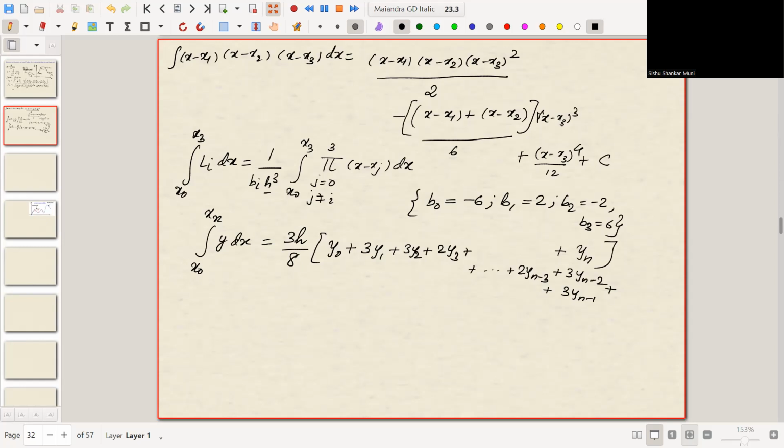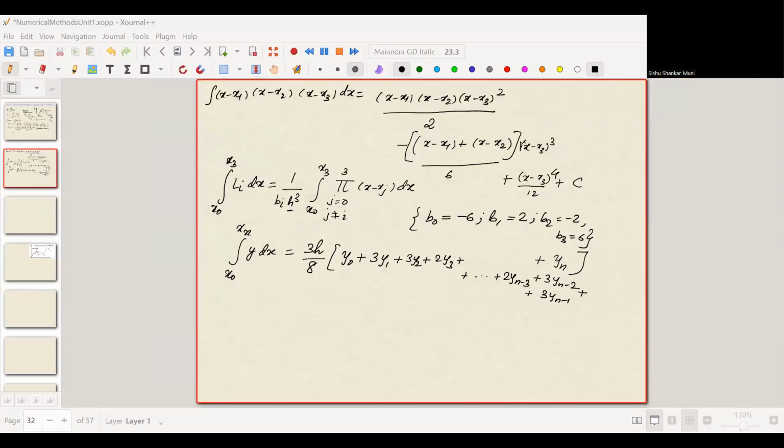All right. So maybe I just want to show you the code. Sorry for the spelling mistake there, but yes, it is Simpson's 3/8 rule.